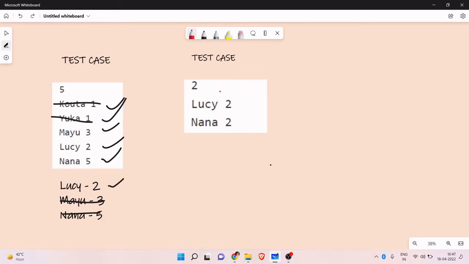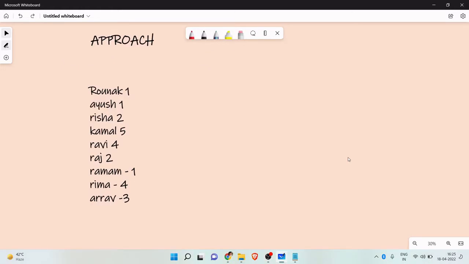In this case, where there are 2 players, Lucy is picking the value 2 and Nana is picking the value 2. Since in the question it was quite clear that we needed to print the unique number, we are not getting any unique number here, because 2 is occurring 2 times and we only have 2 players. So here nobody wins, and we need to print the string: Nobody wins.